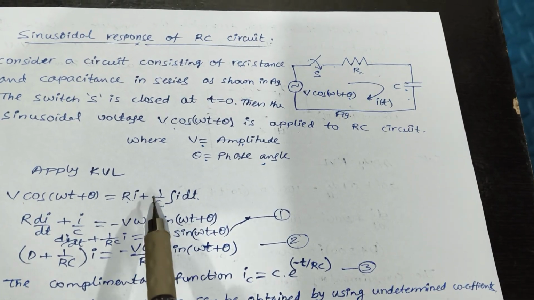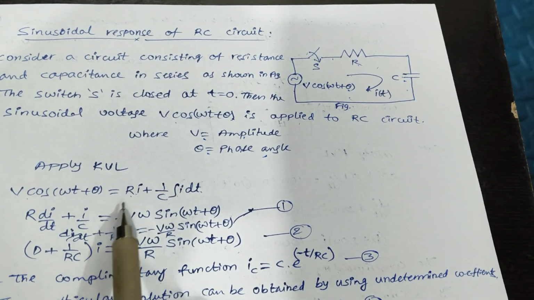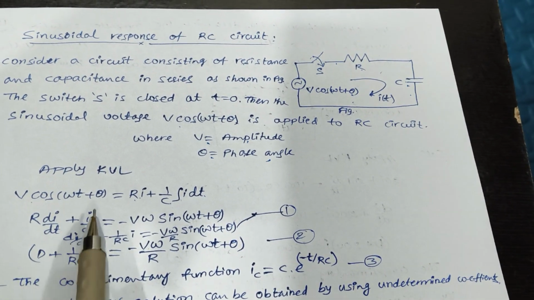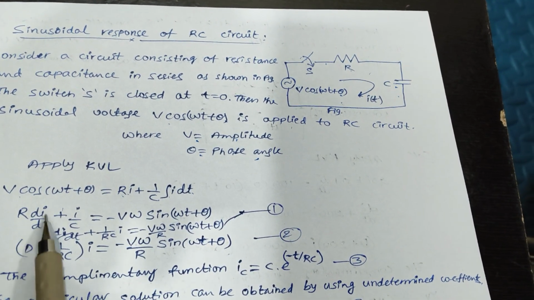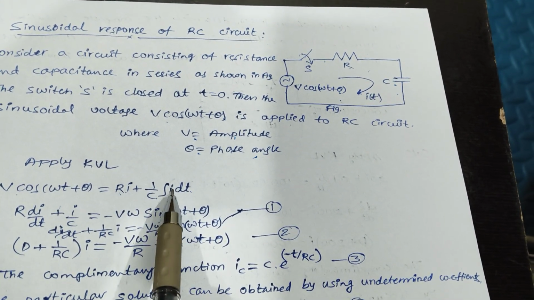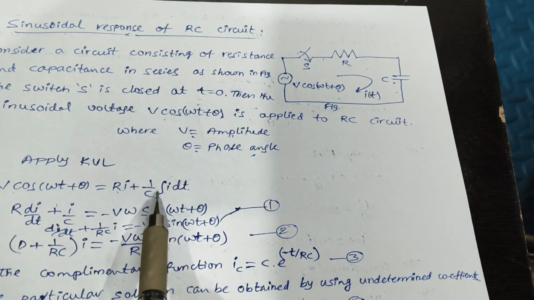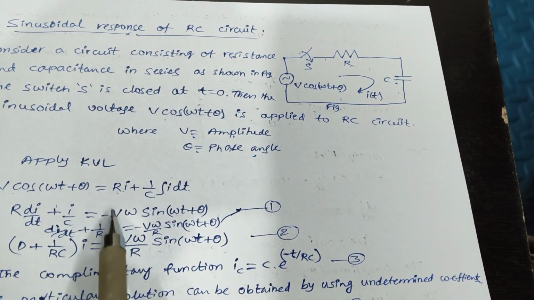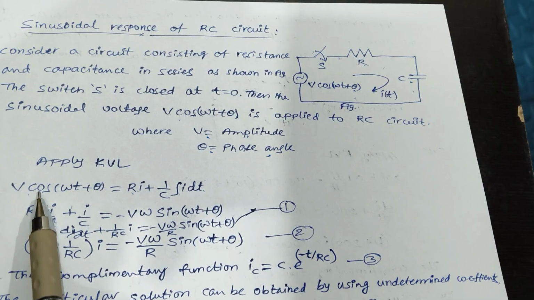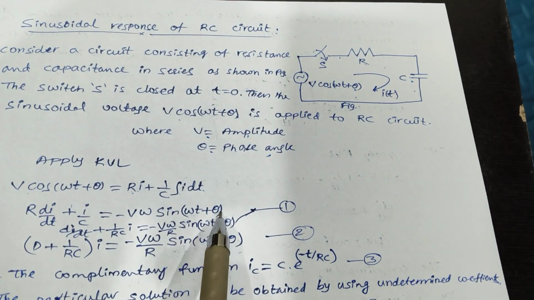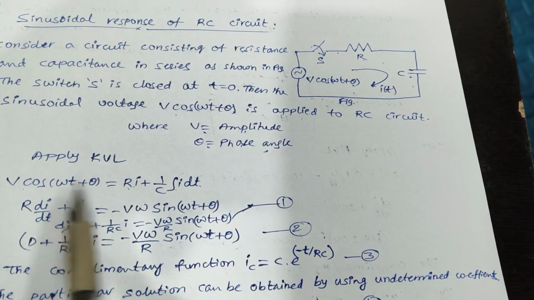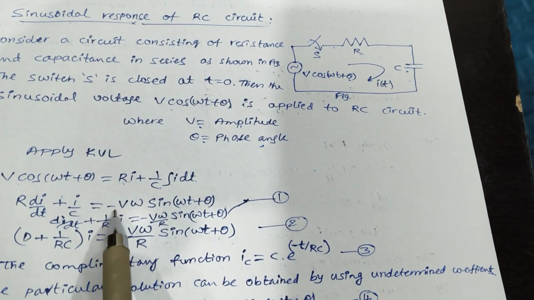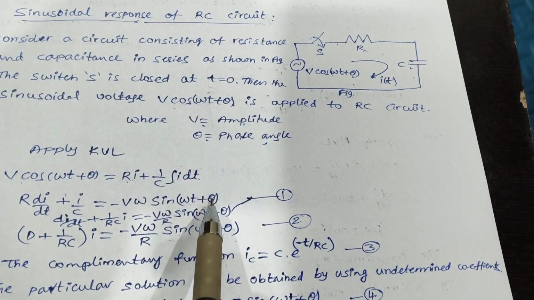By differentiating on both sides, because I would like to get this equation in terms of a differential equation, we get R into di by dt plus, the differentiation of the integral becomes only i, that is i by C, is equal to the differentiation of cos omega t, which is minus sin(omega t plus theta), and the coefficient of t comes out, that is minus V omega into sin(omega t plus theta).